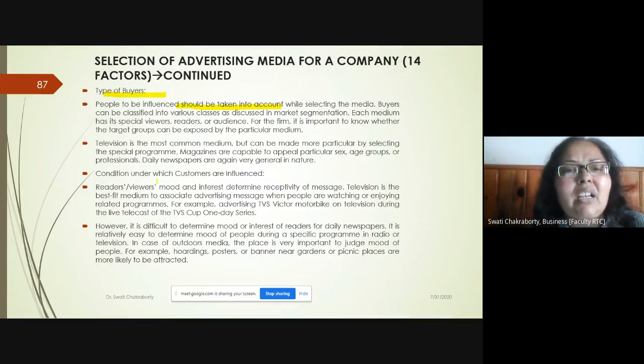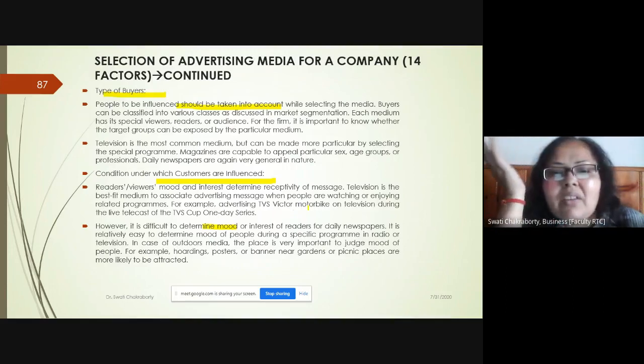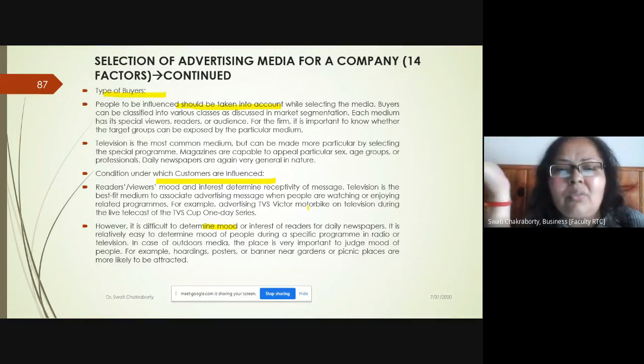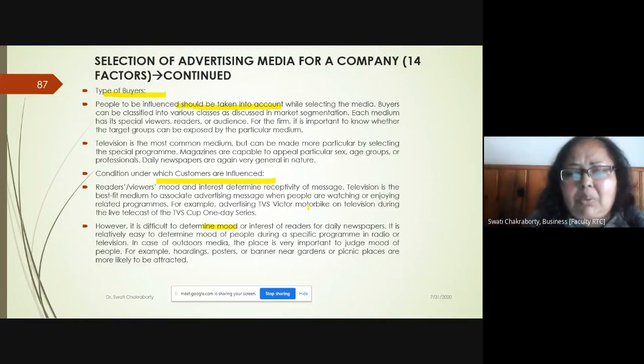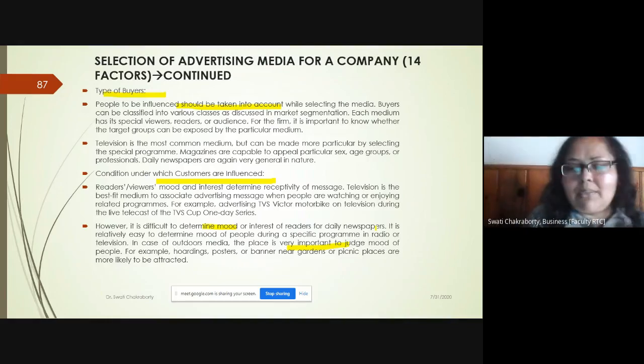You also have to think about the conditions under which the customers are influenced, right? The readers' moods, interest, that also there. So television is again the best way. It's always the best way, but it's difficult to actually determine the moods and the mental status of an audience or their interest through daily newspapers. How will you do that? It's very difficult to do it because you do not know, right? Also, the place is very important to judge the mood of people. Say hoardings, posters, banners, they are most likely to get attracted.